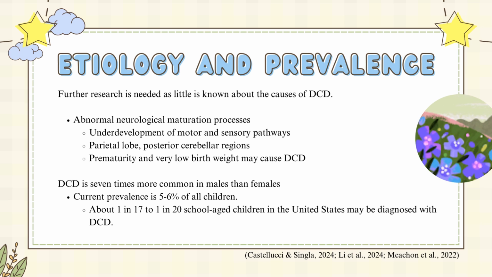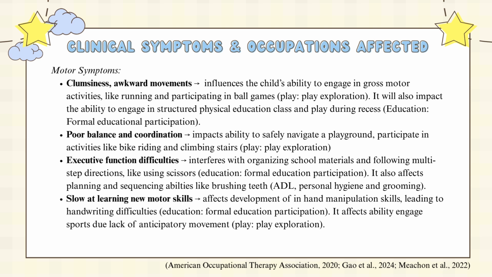It has also been found that prematurity and very low birth weight may be related to this cause. And it has been found that dyspraxia is 7 times more common in males than females. The current prevalence in the United States is about 5 to 6% of all children. So about 1 in 17 to 1 in 20 school-aged children in the US may be diagnosed with dyspraxia. There are some clinical symptoms that come with DCD, and unfortunately, there are many occupations that are affected.